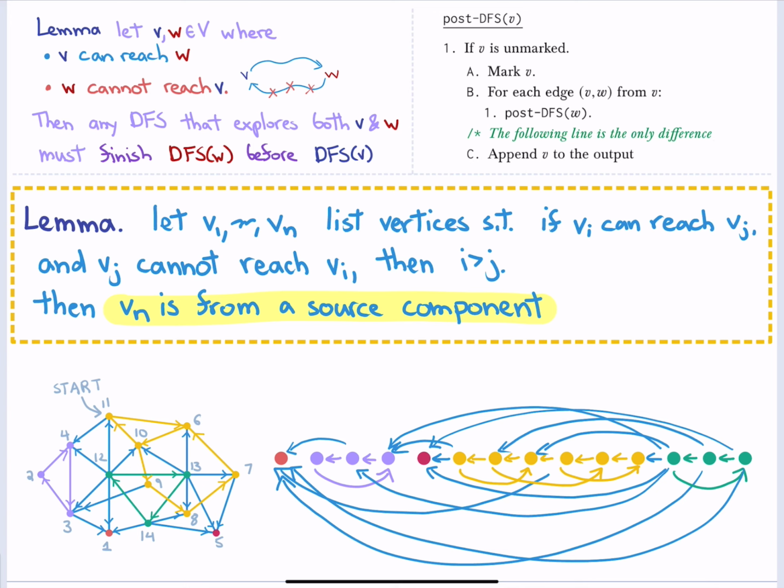Then, although I can't say anything about the first vertex, I can say something about the last vertex. I can say that the last vertex is always from a source component in the graph. And it's easy to show this by contradiction. If Vn wasn't from a source component, then Vn could reach some other vertex, call it A, and A cannot reach Vn, and A would have to be listed afterwards. Okay, so we have this lemma saying that whenever we have something satisfying this kind of nice ordering based on reachability, then the last vertex is always very well behaved.